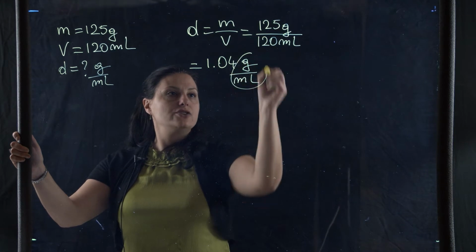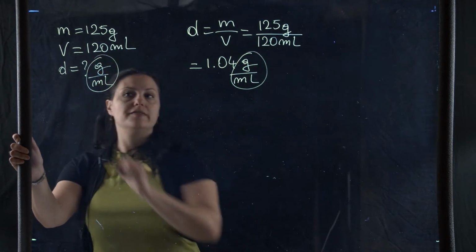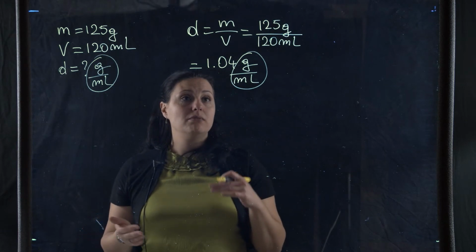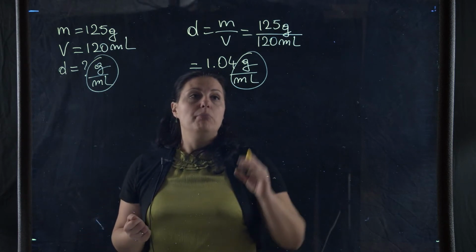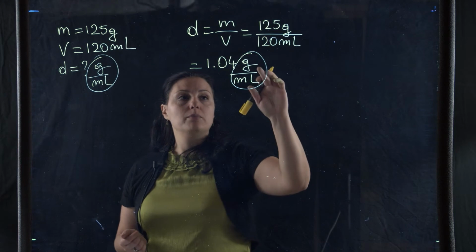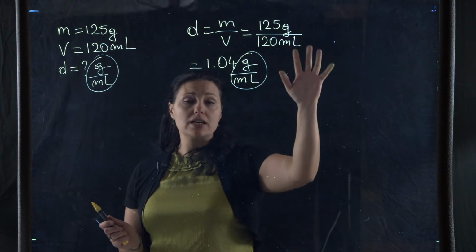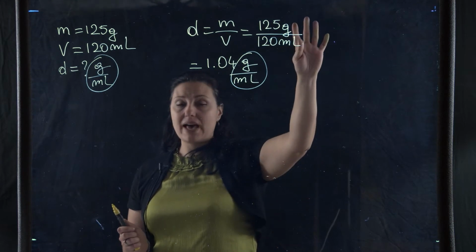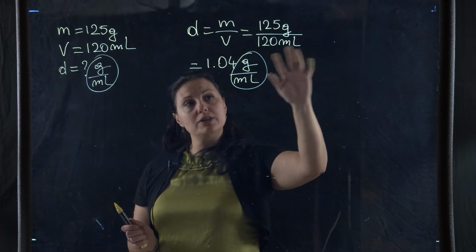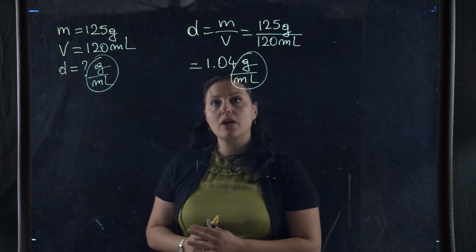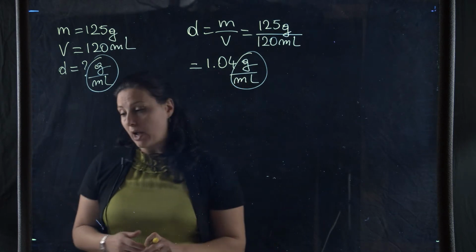And this is the correct unit because I was asked to find the density in grams per milliliter. I could find the density in many different units, but this particular problem asked me to find it in grams per milliliter, so I had everything expressed in the correct units. I had the mass in grams and I had the volume in milliliters, which when divided will give me grams per milliliter. Okay, let's move on to the next problem.